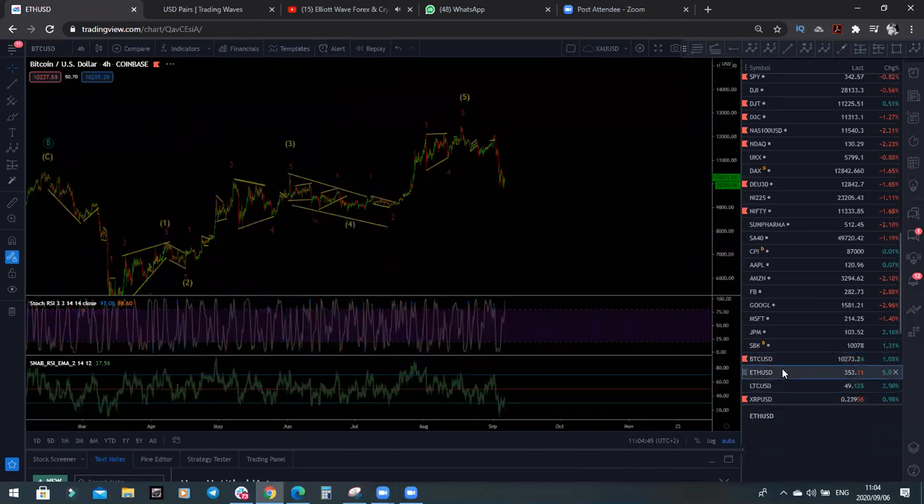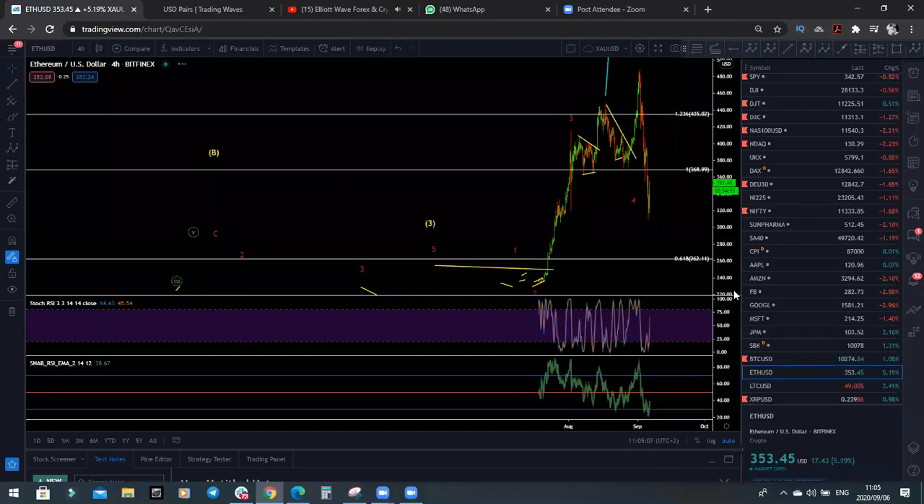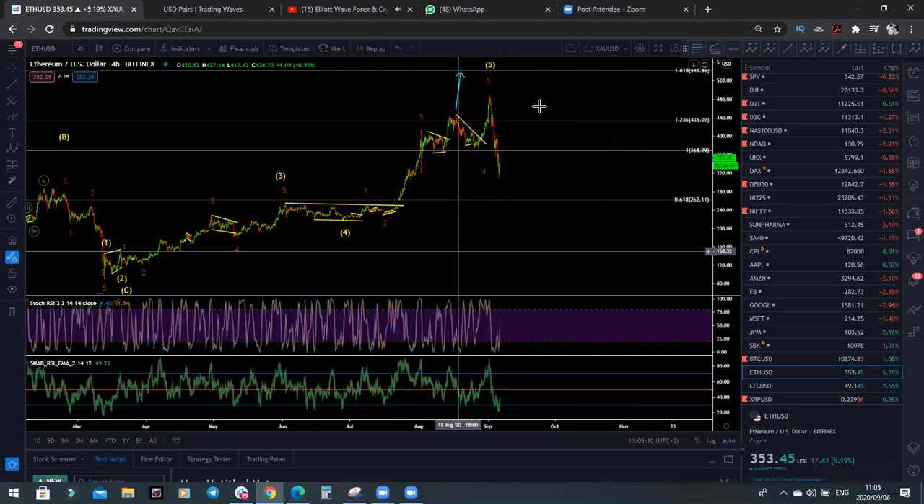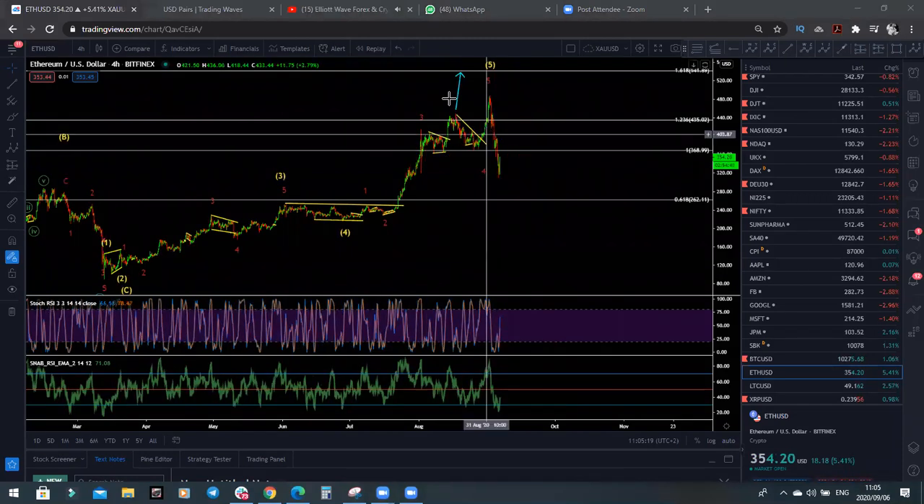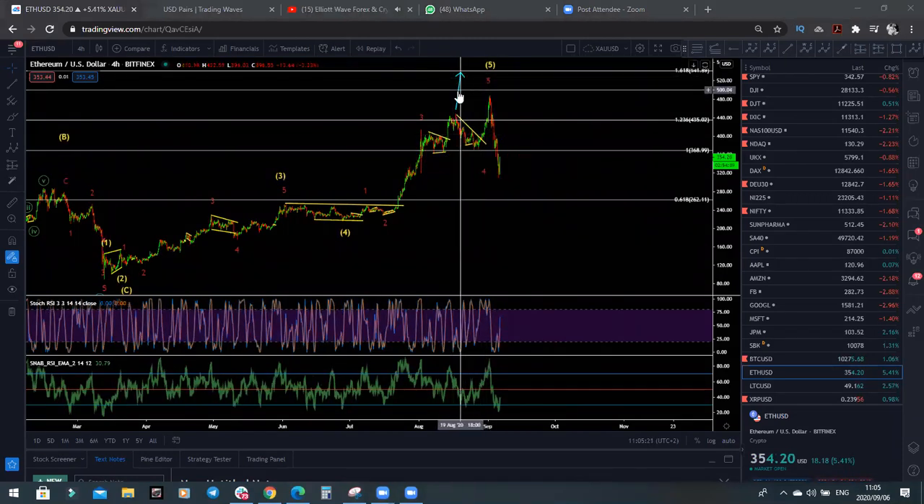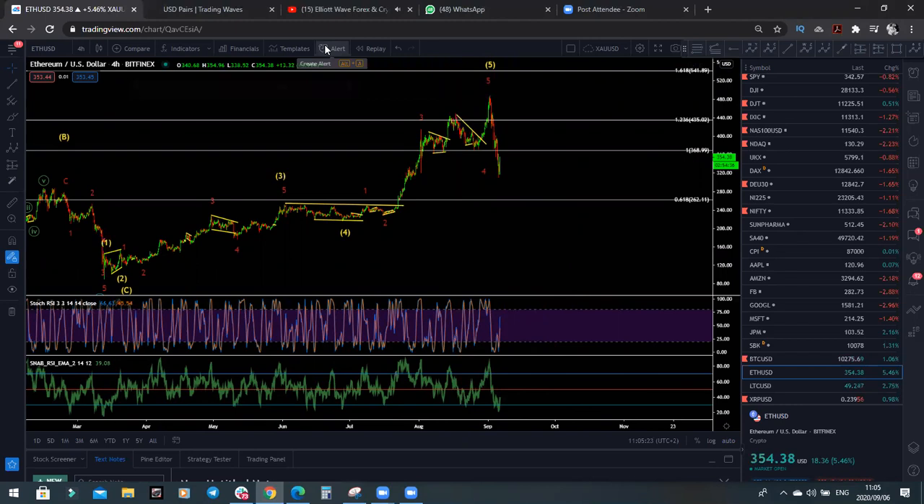Let's look at Ethereum. Same thing on Ethereum. We're looking for this one to be the wave 4 and then the resumption of the move to the upside. That can still be the case, but looking at what Bitcoin has done, we may have had all the 5 waves completed here. Let's have a look here.